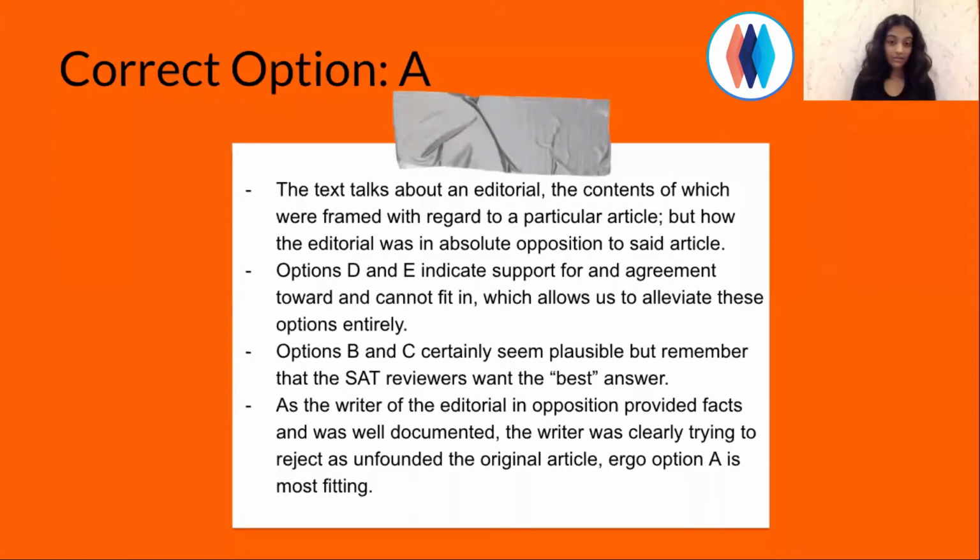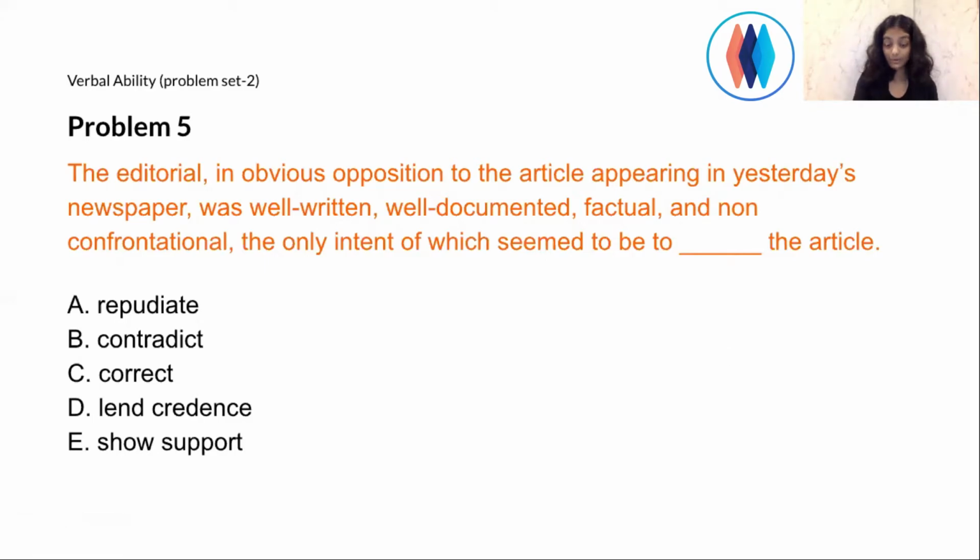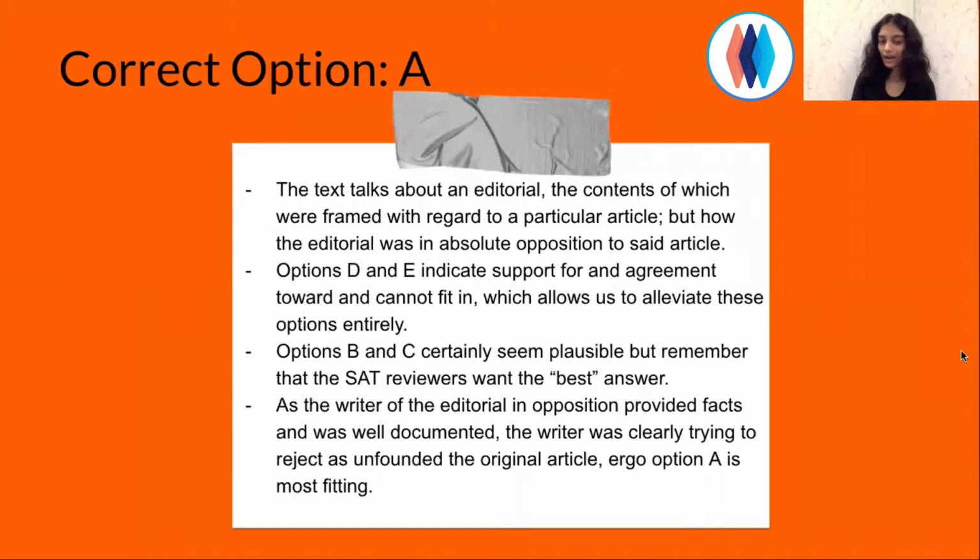The correct answer is option A. Now let's go back and see what option A was. Repudiate. Let's discuss why. So like we talked about, the text talks about an editorial, the contents of which were framed with regard to a particular article, but how the editorial was in absolute opposition to said article.